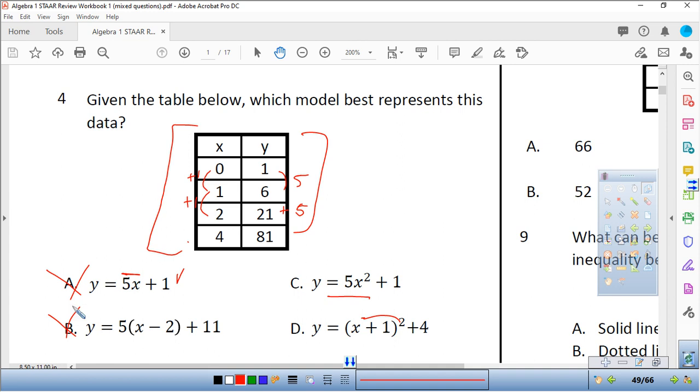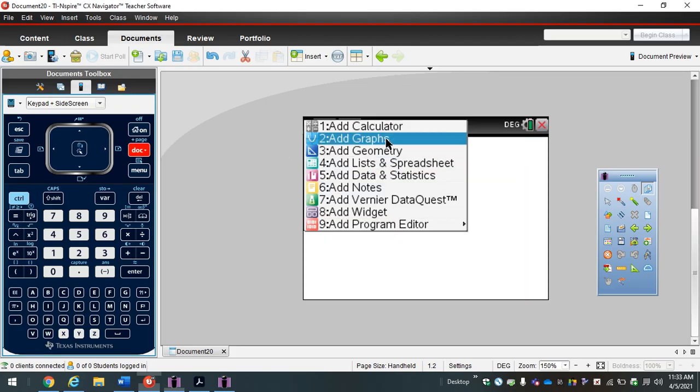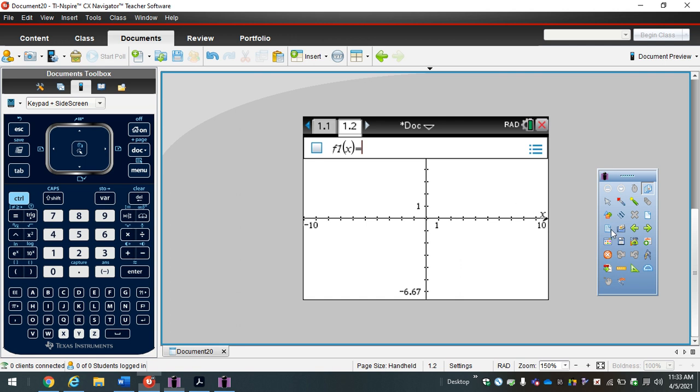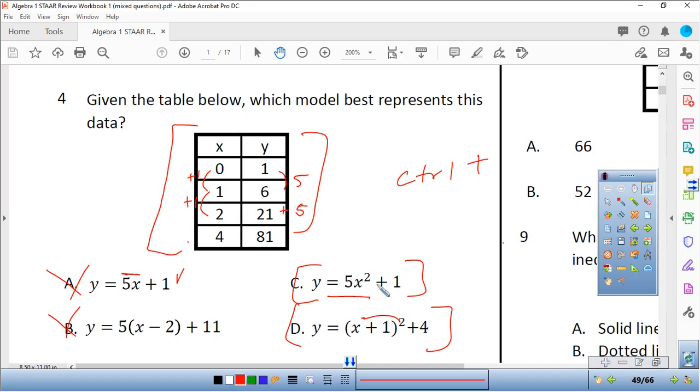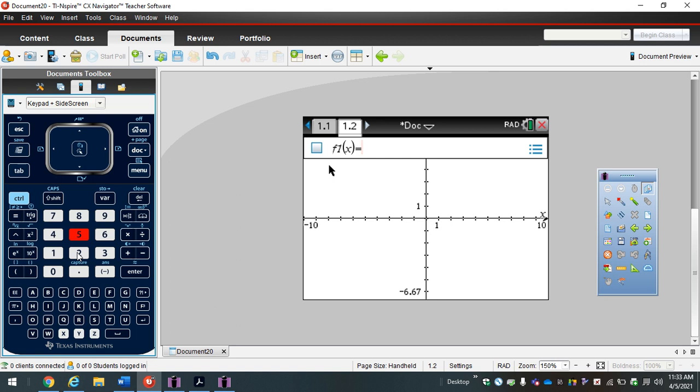Not too bad. There are several ways of doing this. I can't tell you what to do, but in my opinion I can graph this and then press Control T. Actually, I'm going to add a document and go to graphs. I'm going to type in the first one I see, which is 5x squared plus 1. Remember, you don't type the y equals part because it's already there. So you type in 5x squared plus 1.